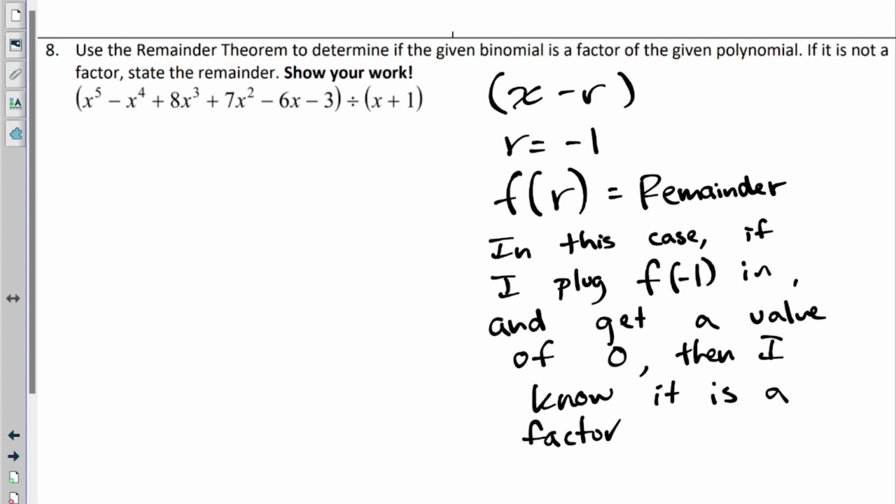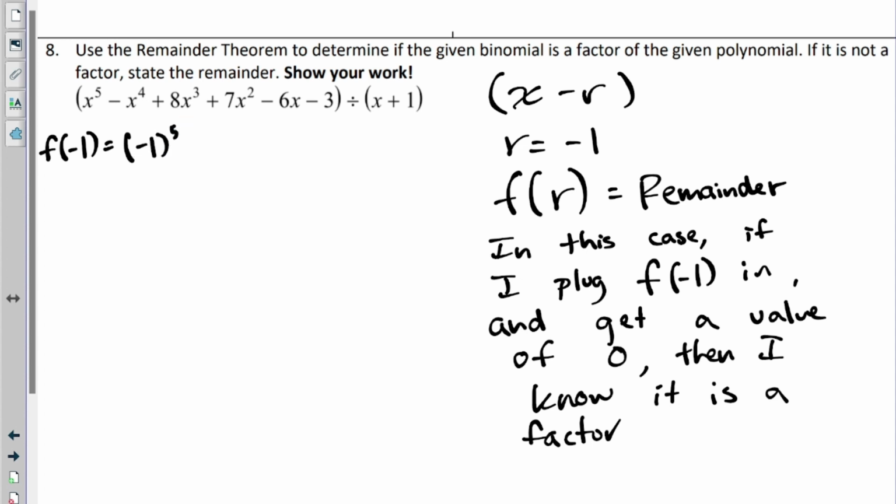Here's what I mean. So we figured out what r was. It's going to be the opposite of whatever's in parentheses, because remember, we write it x minus r. So that means our root, the value of x that makes it 0, is negative 1. And it kind of makes sense, right? If this thing has a value of 0 at negative 1, then that means negative 1 is a 0. And so let's just plug it in. So I'm going to plug in f of negative 1, if this thing is f of x, which means every time I see an x, I'm going to replace it with negative 1.